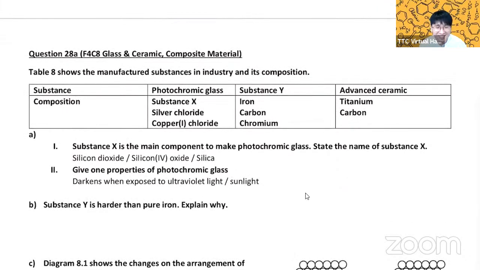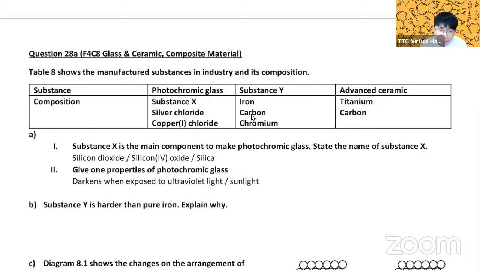Can, sure. Okay, so why is something harder than pure iron? Okay, got iron, got carbon, guys. The moment you see carbon, definitely it's either steel or stainless steel. Okay, so it's harder, and I explain why. So definitely from here, it's an alloy.